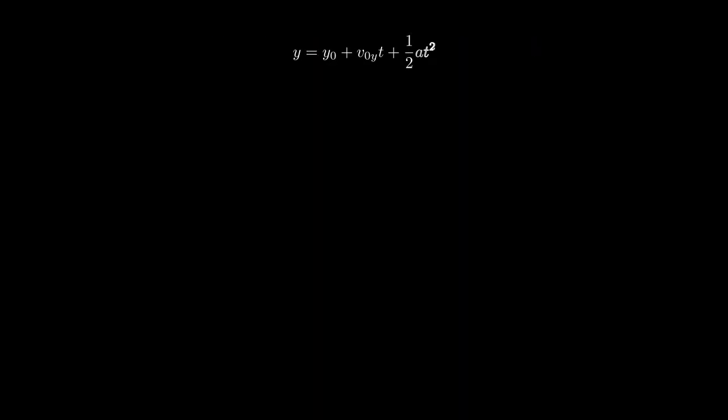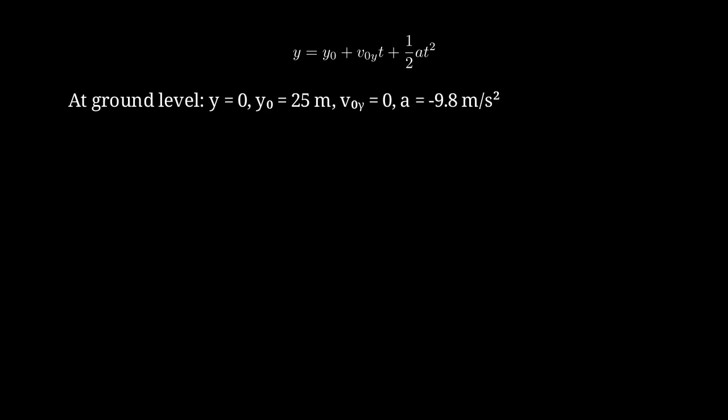The equation is y equals y naught plus v naught y times t plus 1/2 a t squared. At ground level, y is 0. Initial height is 25 meters. Initial vertical velocity is 0, and acceleration is negative 9.8 meters per second squared. Substituting our values, we get 0 equals 25 plus 0 times t plus 1/2 times negative 9.8 times t squared.